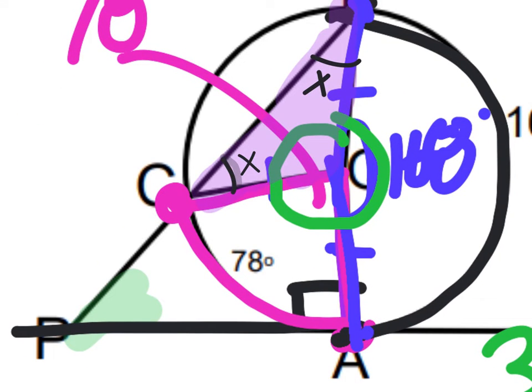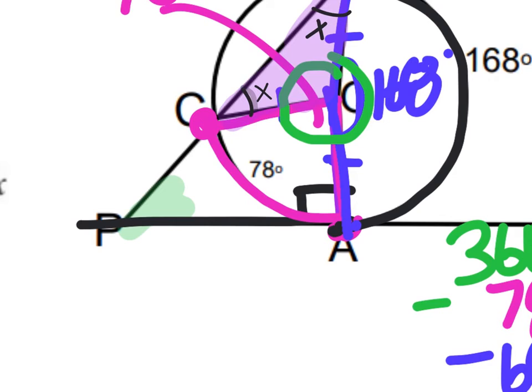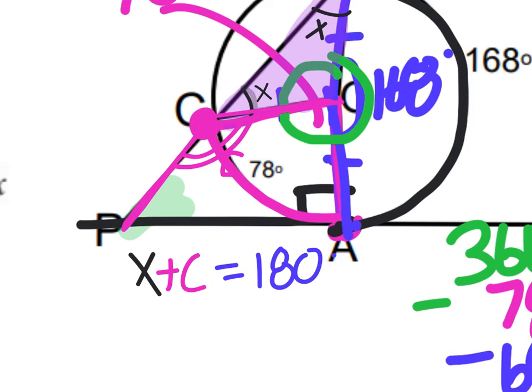Once I know x, I can use that value to find angle C, this part right here. X plus whatever this value is will equal 180 degrees. That's a linear pair.